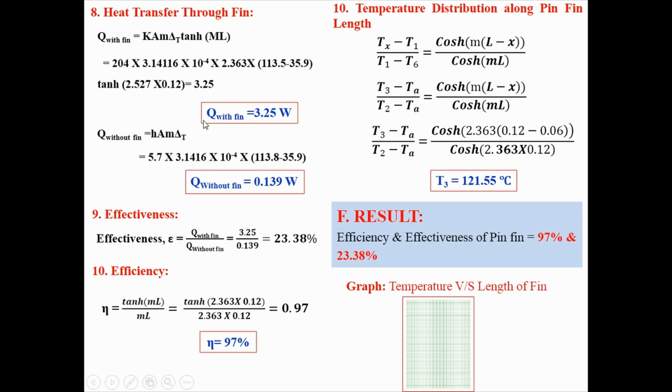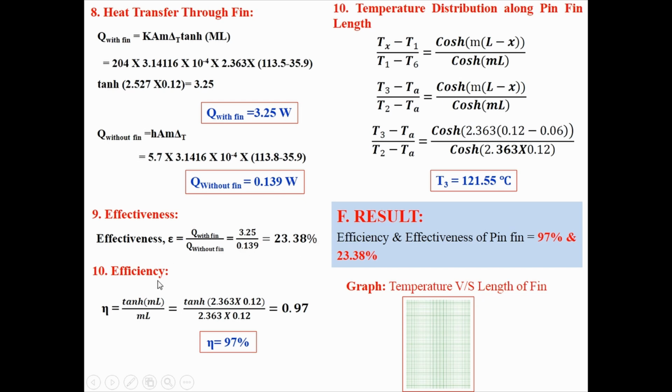Once you know the value of heat transfer with pin and heat transfer without pin, then you can easily find out effectiveness, because effectiveness is the ratio of heat transfer with pin divided by heat transfer without pin. Heat transfer with pin is 3.25, heat transfer without pin is 0.139. Substitute, you will get effectiveness as 23.38.